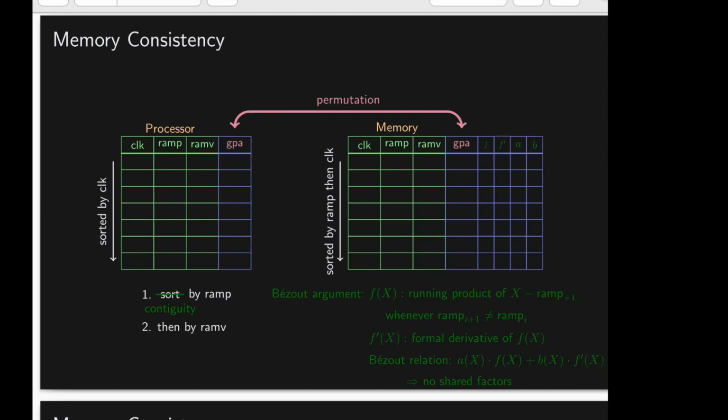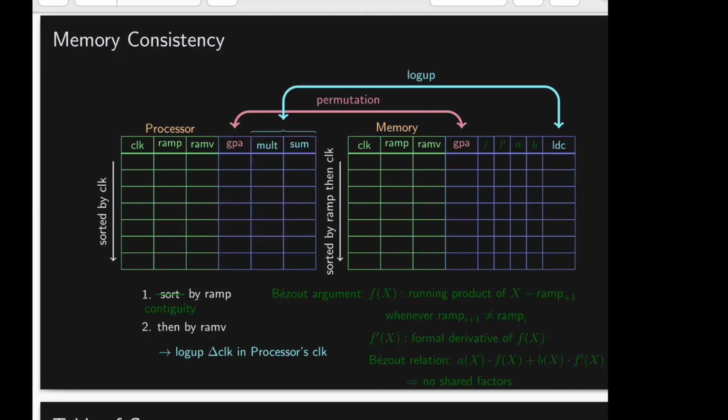All right. So that satisfies the first point. We've established contiguity by address. Now, how do we, excuse me, this should not be sort by RAM value. This should be, number 2 should be sort by clock cycle. How do we establish that?